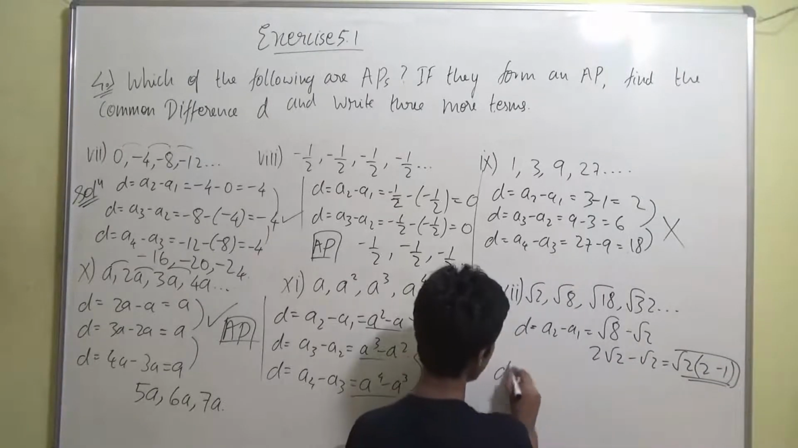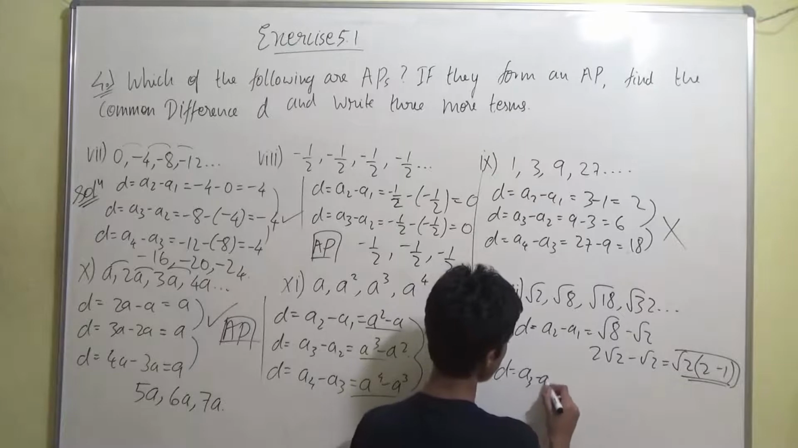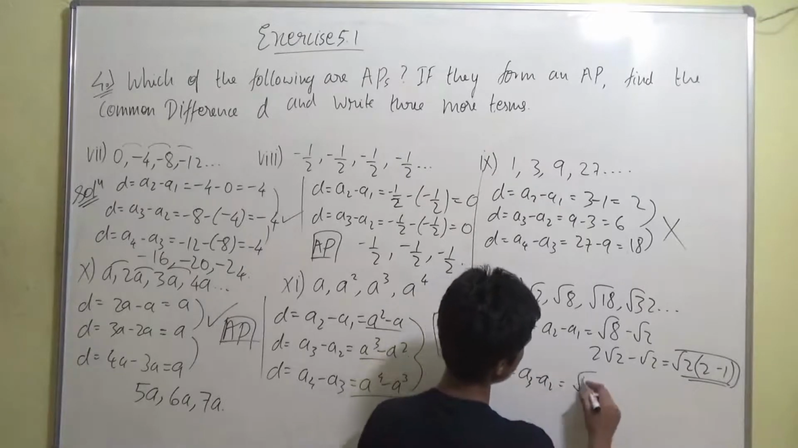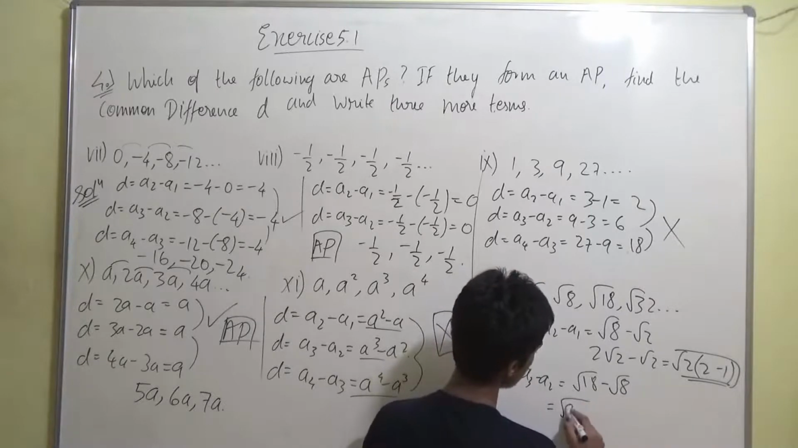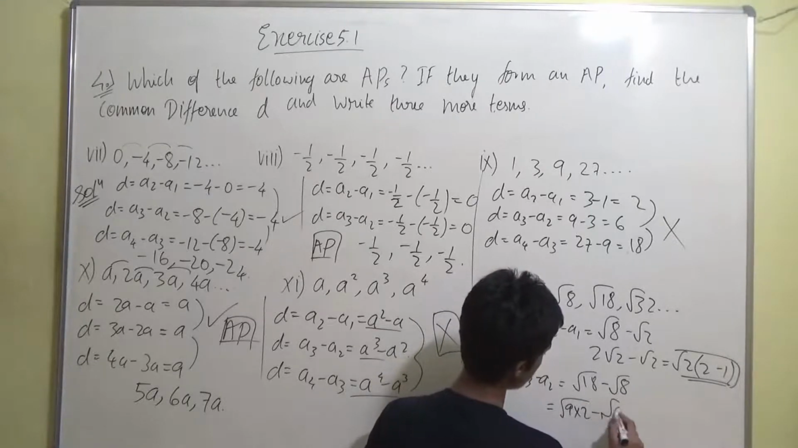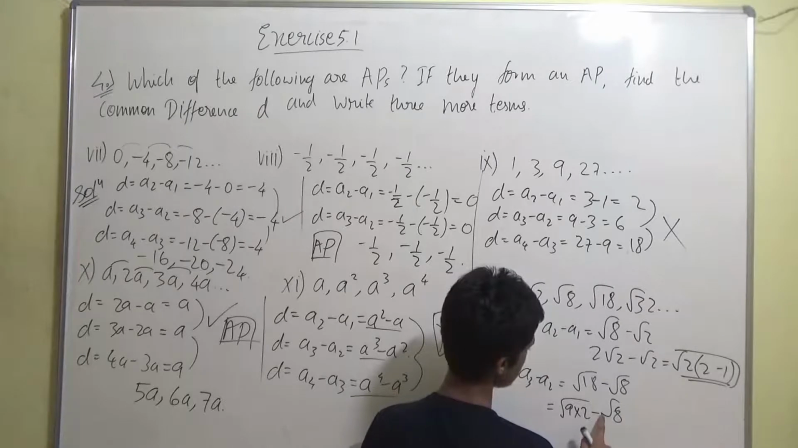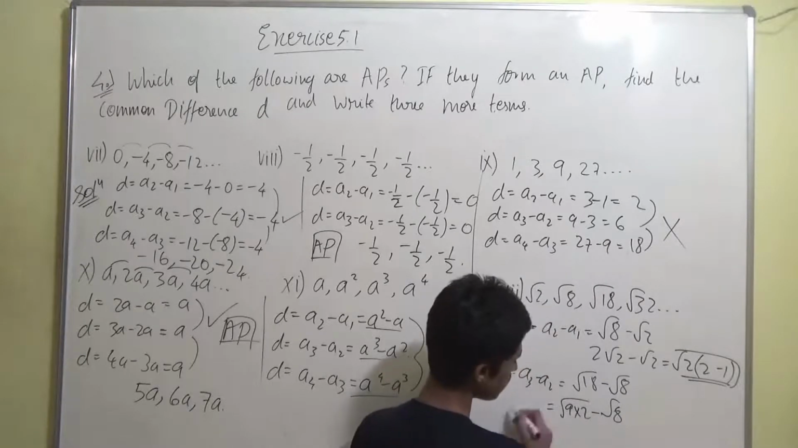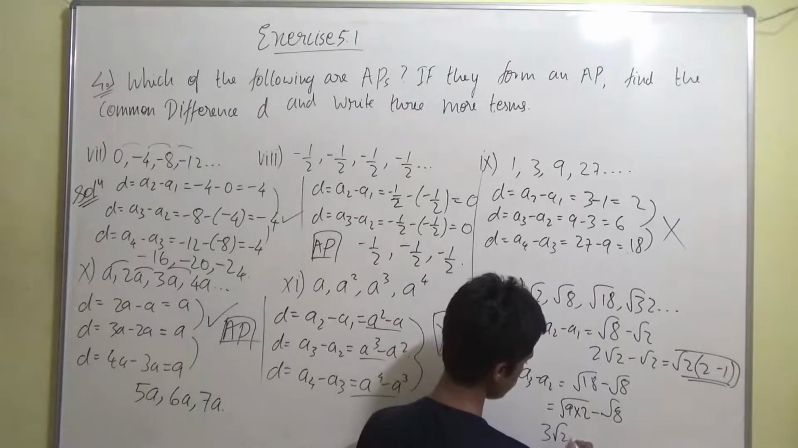Right. Now let's try to find for the next 2 terms, that is a3 minus a2. This will become root 18 minus root 8. So this can be written as root 9 into 2 minus root 8. Getting it guys? So 9 will come out as 3. So 3 root 2 minus root 8. So this is the simplified form guys.